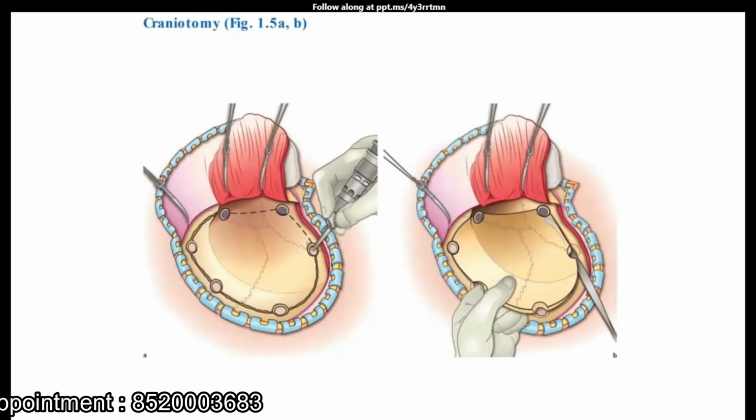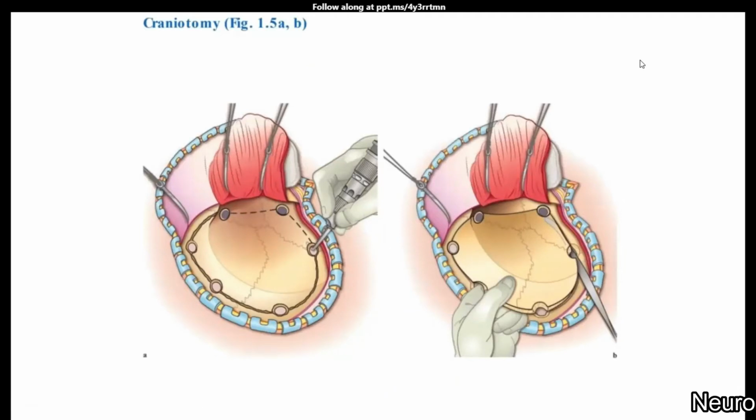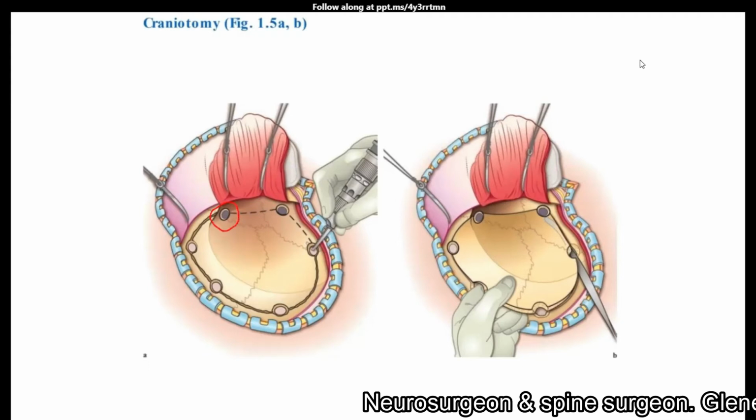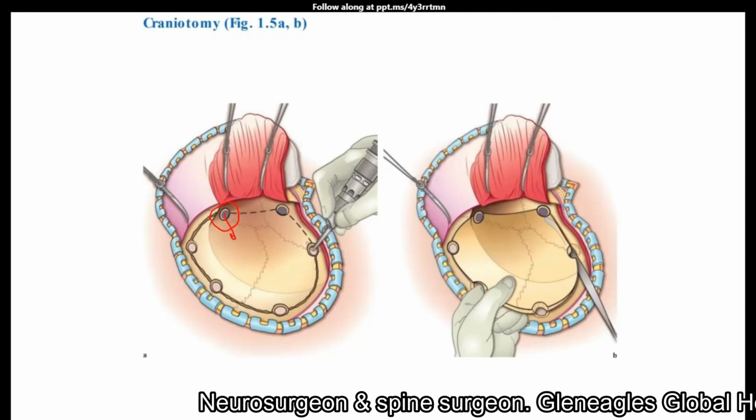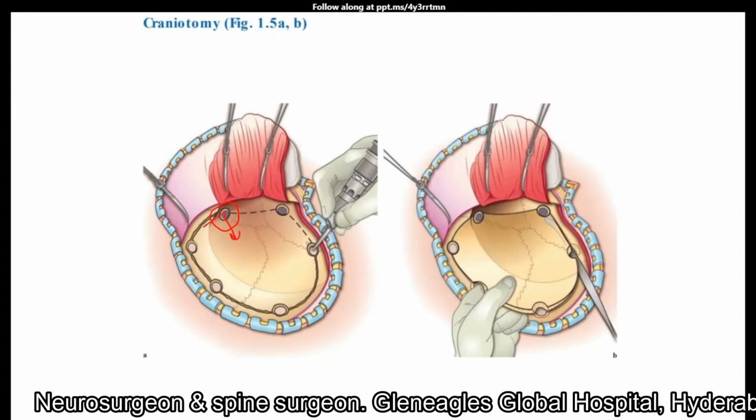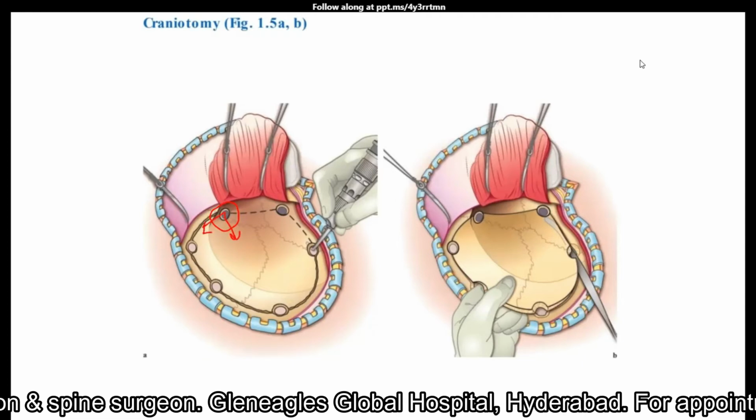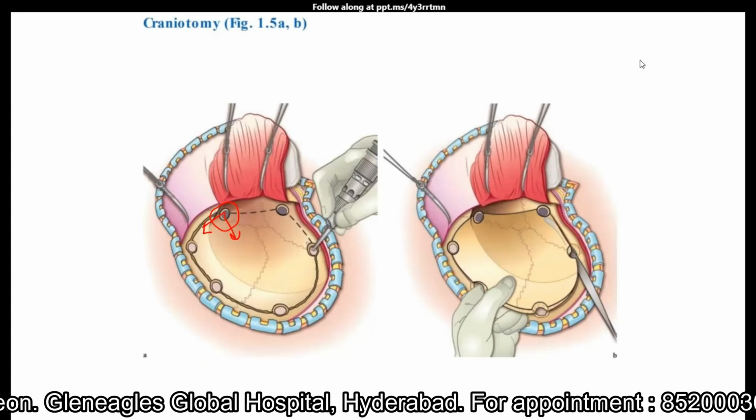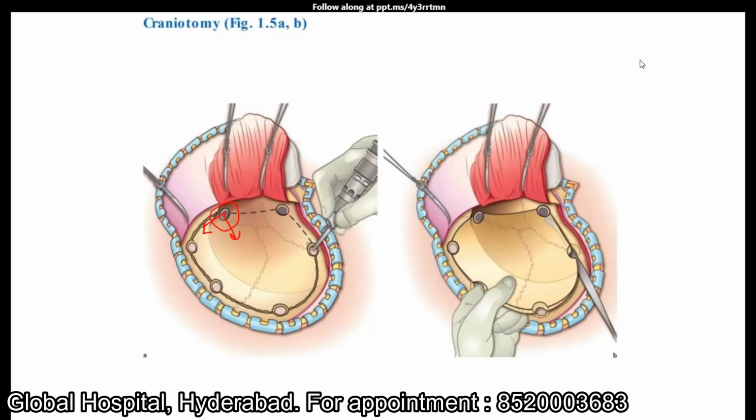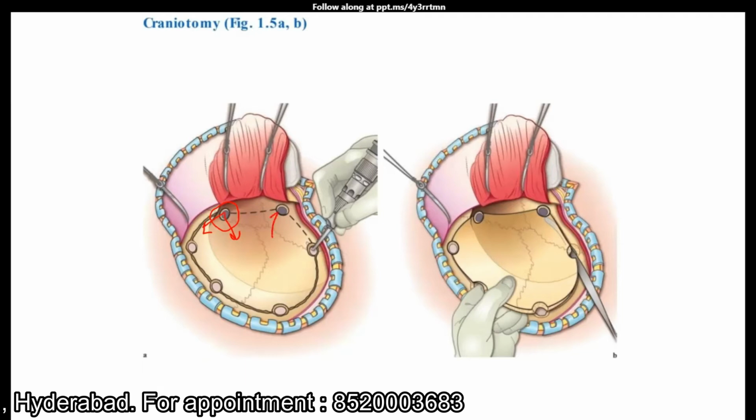Once I am done, coming to the placement of the burr holes. One burr hole is placed at the keyhole. This gives me access to the middle cranial fossa and also the anterior cranial fossa. The second burr hole is placed as low as possible on the squamous temporal bone.